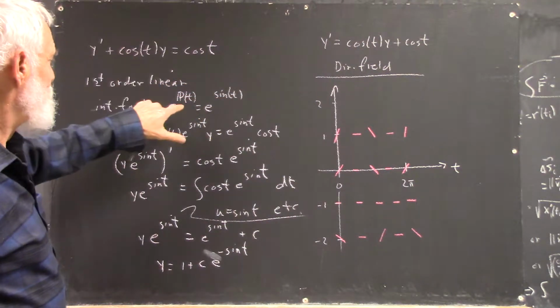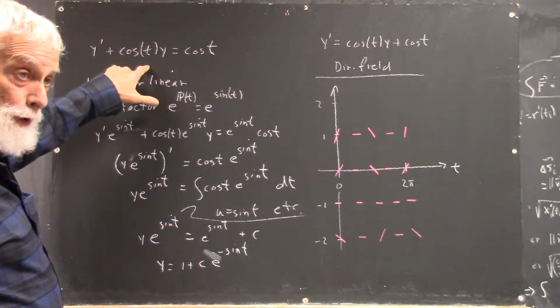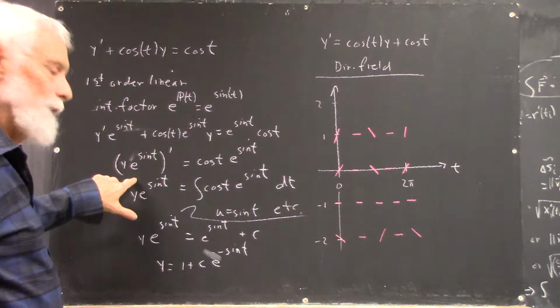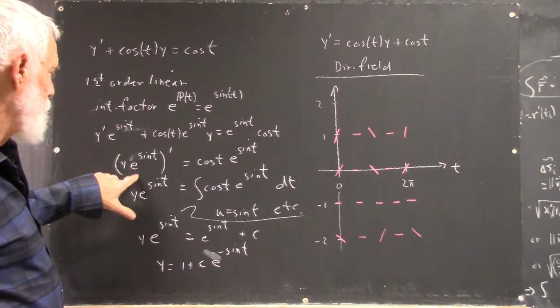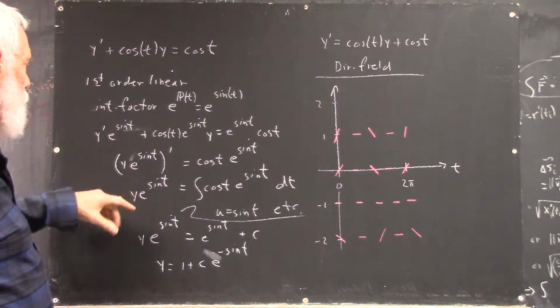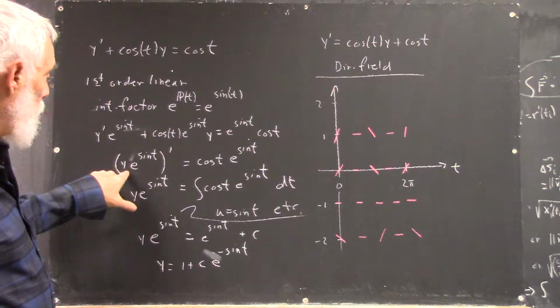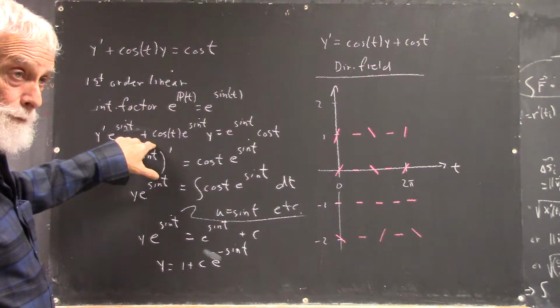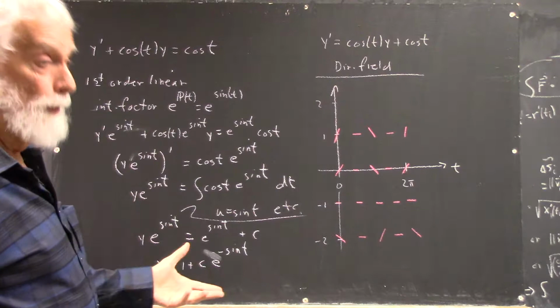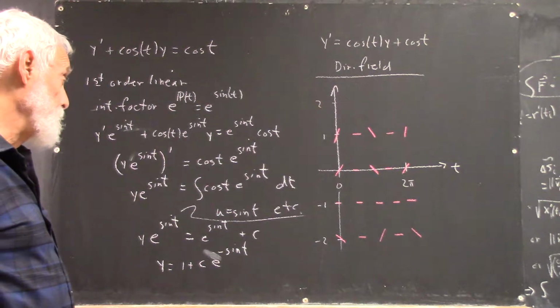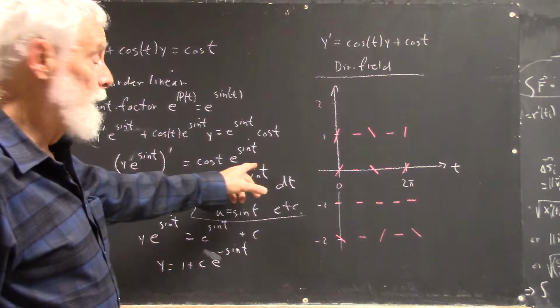If big P is the antiderivative of this thing, which we've notated by little p, the integrating factor is always going to make your left-hand side into the derivative of y e to that integrating factor. Always. You can prove that in general, but I've asked you to work it out for several examples. Okay, and then on the right-hand side, you get this.